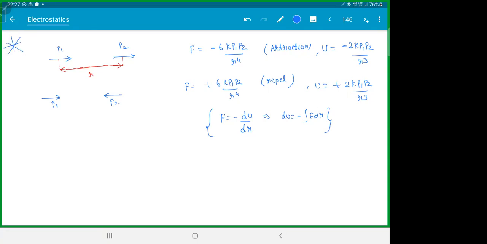These are the main results. I think I'll write down all the results here. If you take another case, if P1 is this way and P2 is this way, both are perpendicular, and r is the distance between them. This force will be 3kP1P2 by r power 4. Potential energy will be 0, right? Now look, this is plus, minus, both are equidistant. Potential is 0, so there's no potential energy here.